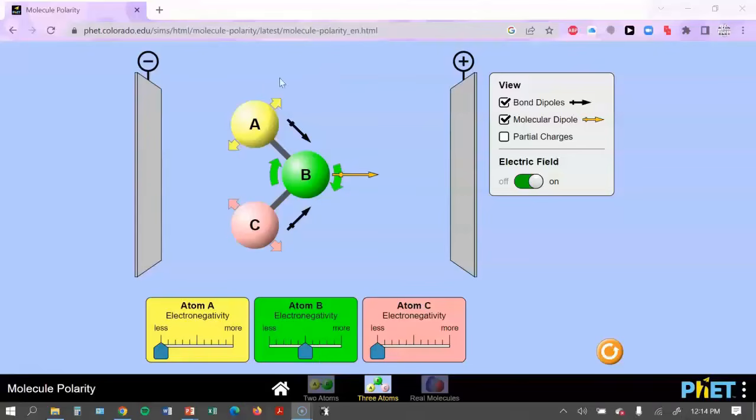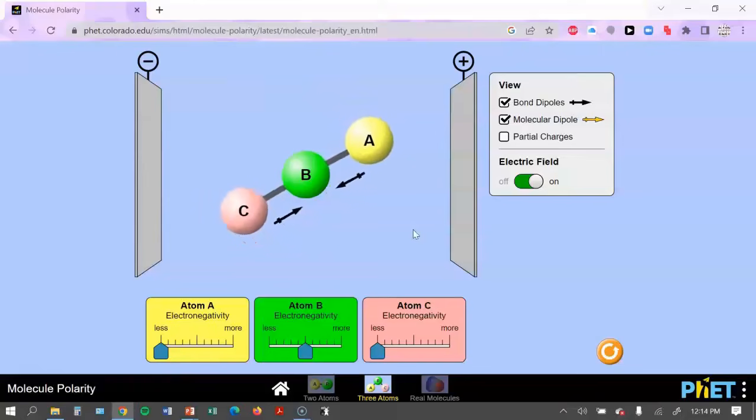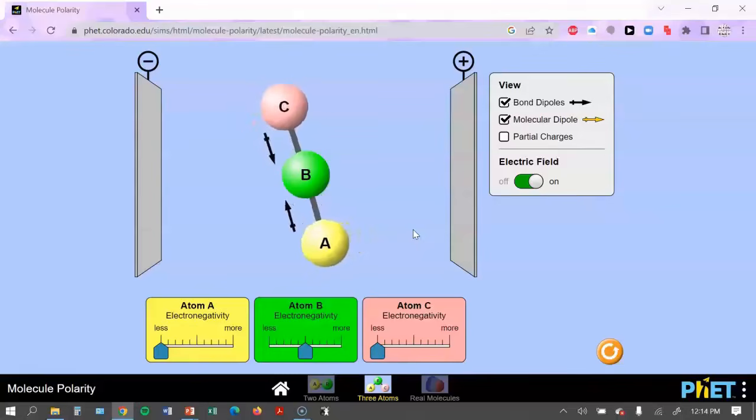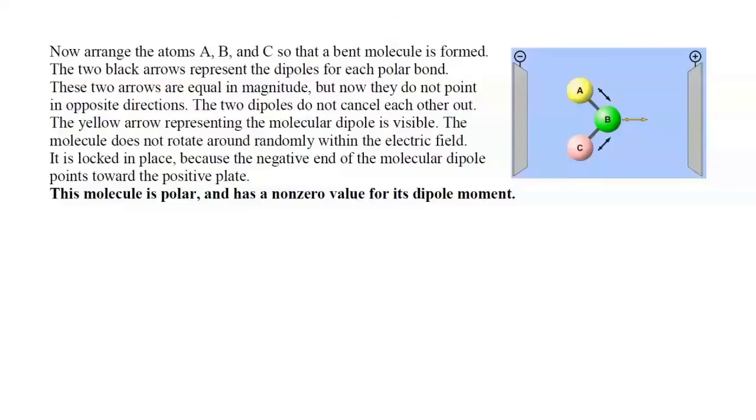All right, so this is the default view of the molecule as I set things up initially. So now I'm going to rotate the bonds so that the molecule is linear. And again, you can see how this is a nonpolar molecule that just rotates randomly within this electric field. Now, arrange the atoms A, B, and C so that a bent molecule is formed.